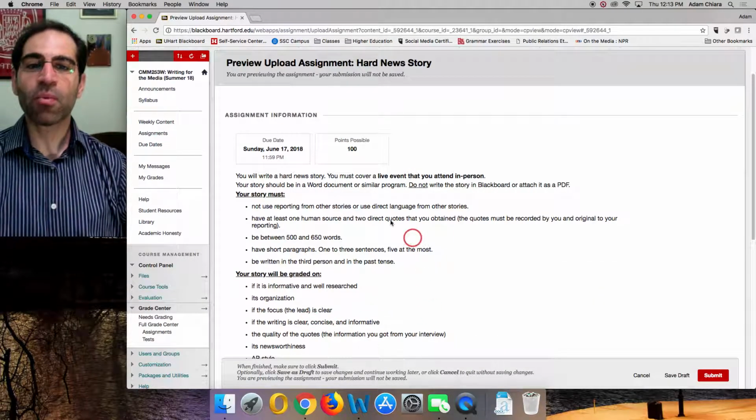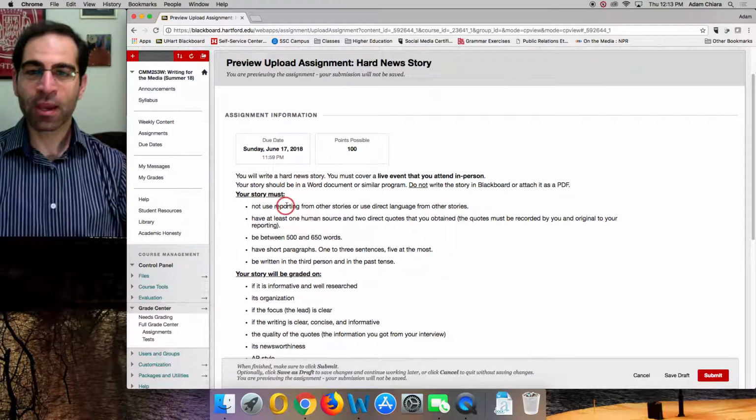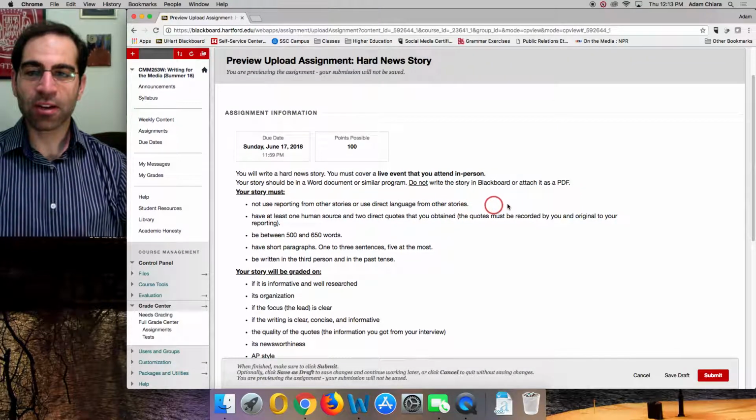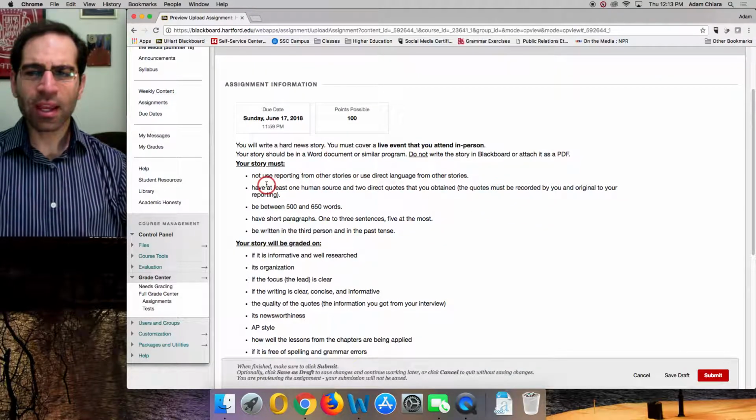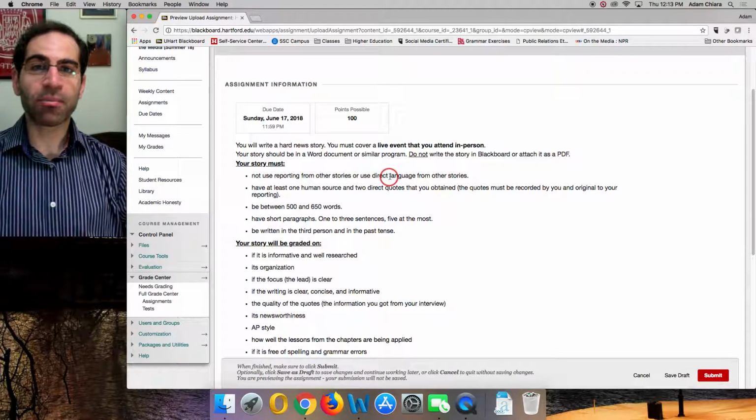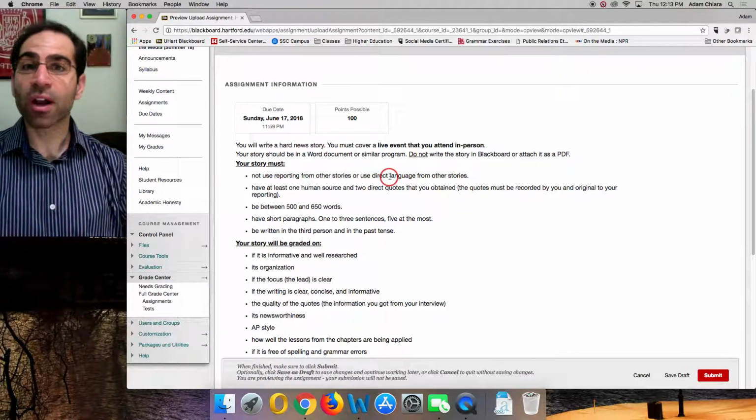So now that we know what you're going to be covering, you're going to do it in a Word document. Do not submit it on Blackboard or as a PDF. So you're going to do it as a Word document. And here's what your story must have. Do not use any reporting from other stories or direct language from other stories. So let's say you go to some charity event, and the Hartford Courant covers it too.